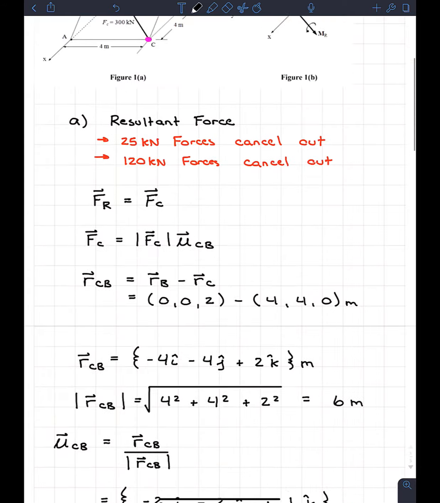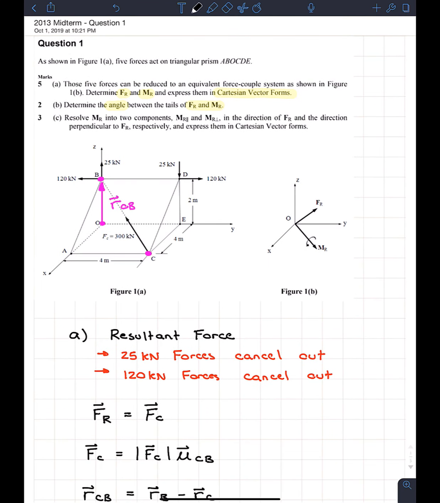And looking up at question C, this is when it starts to get a little bit juicy. Because what it wants is for us to resolve MR. So we have a moment and we want to resolve it into 2 components. A parallel component, which is the 2 straight lines, and then a perpendicular component, in the direction of FR. So this is very important. When something asks for the 2 components, it's always going to give you a direction on which the components are. So in this case, it wants it in the direction of FR and the direction perpendicular to FR.